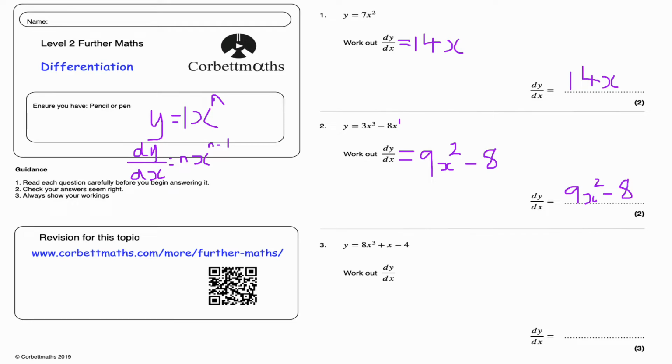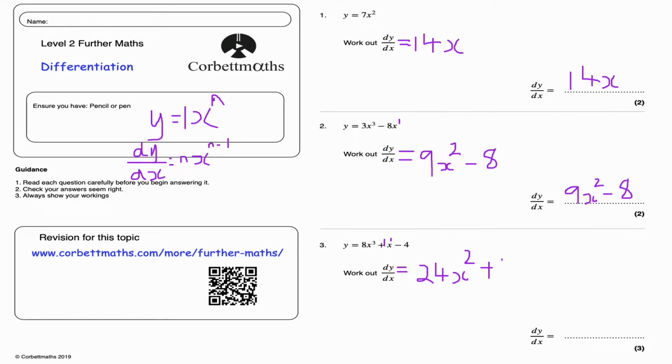This is question number 3, guys. y is equal to 8x cubed plus 4x minus 4. Well, differentiating 8x cubed, 8 times 3 is 24. And then the power comes down by 1, so it's going to be x squared. Differentiating positive x, imagine it's positive 1x to the 1, that just goes to positive 1.